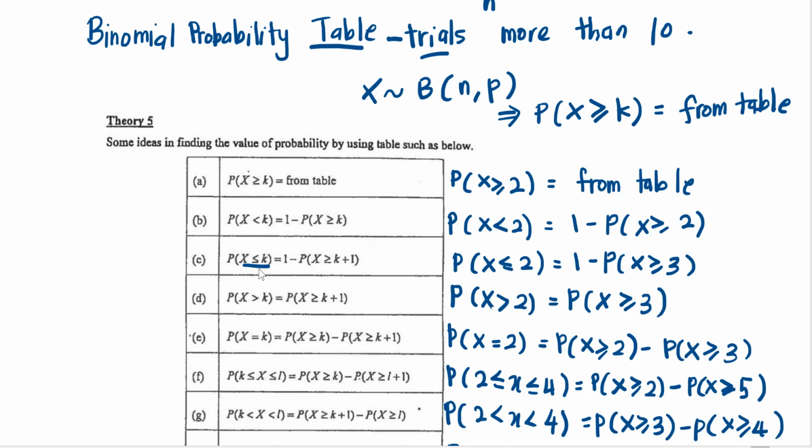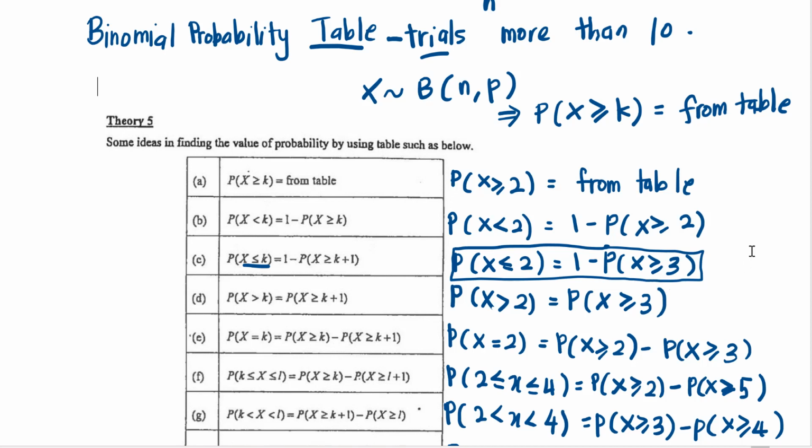It comes from here, less than or equal to, and we have k, let's say equal to 2. From this example, P(X ≤ 2) is equal to 1 minus P(X ≥ k+1), where k is 2, so 2 plus 1, X greater than or equal to 3. So we have to use this formula: 1 minus the probability of X greater than or equal to 3.